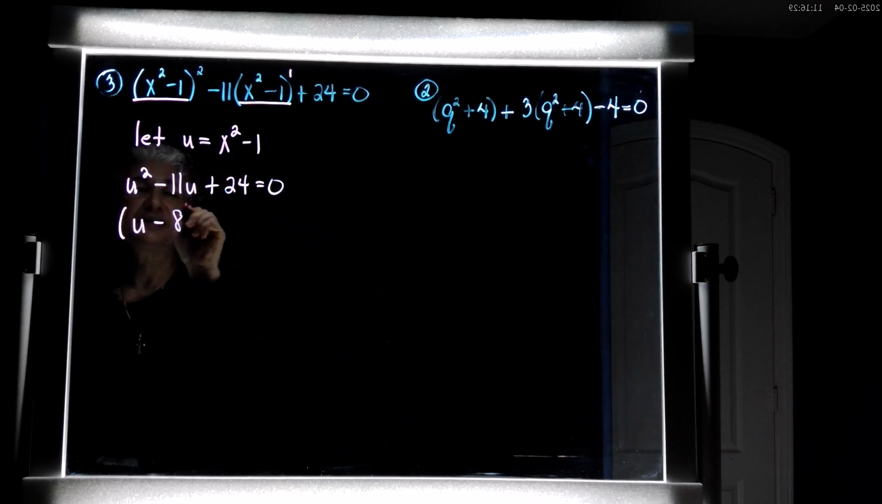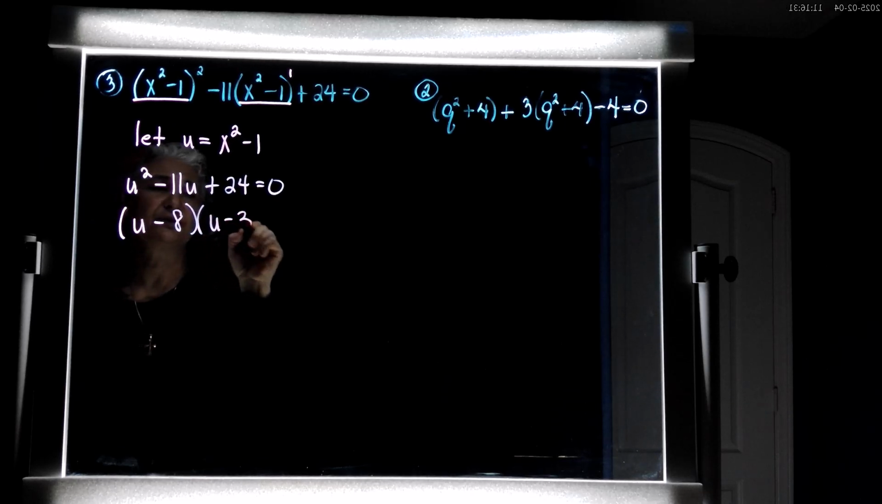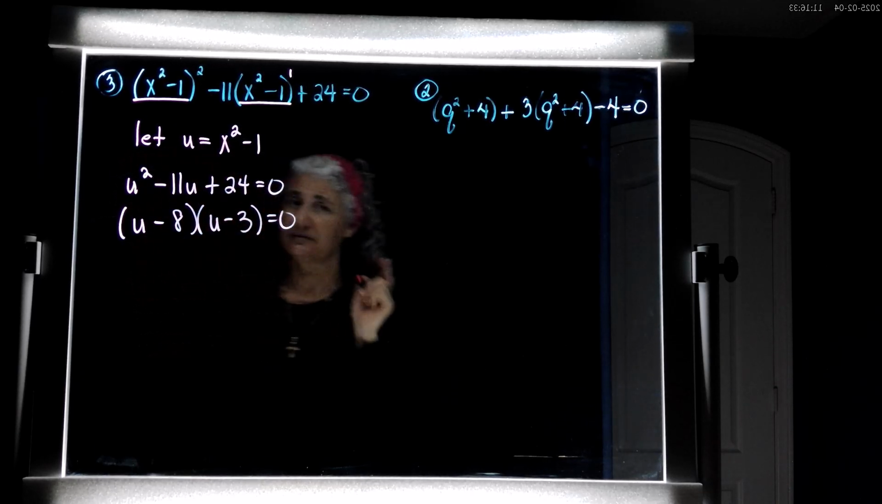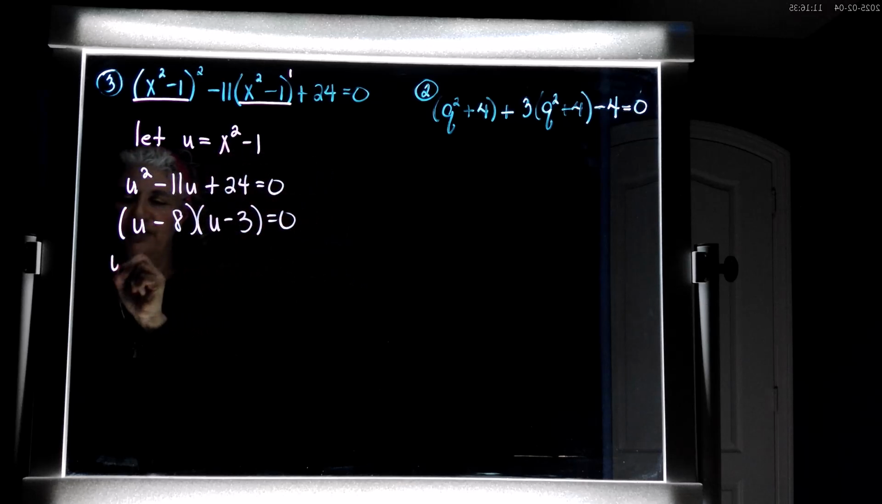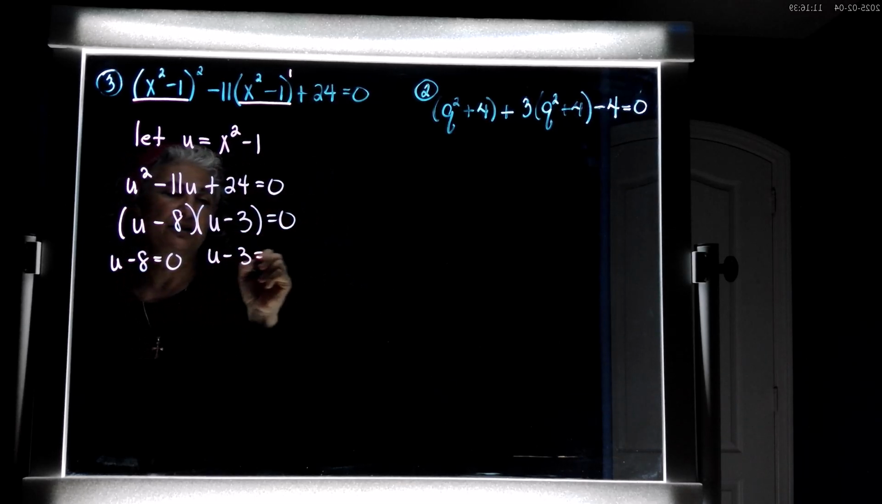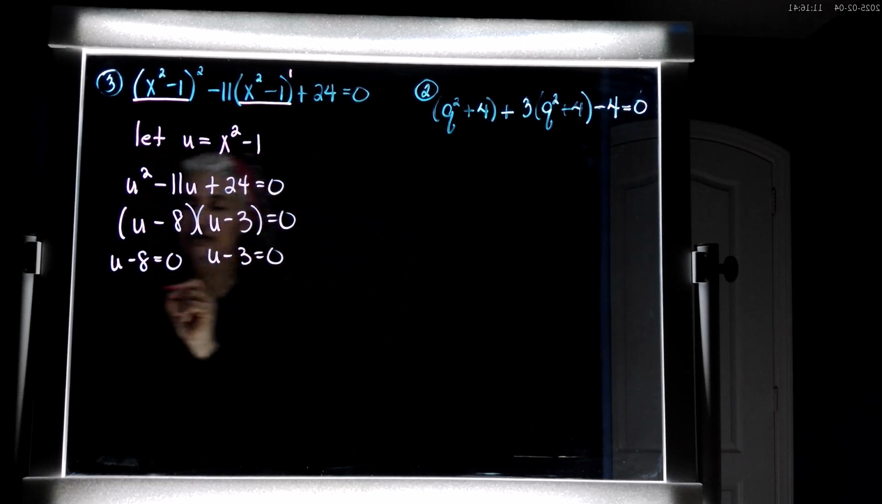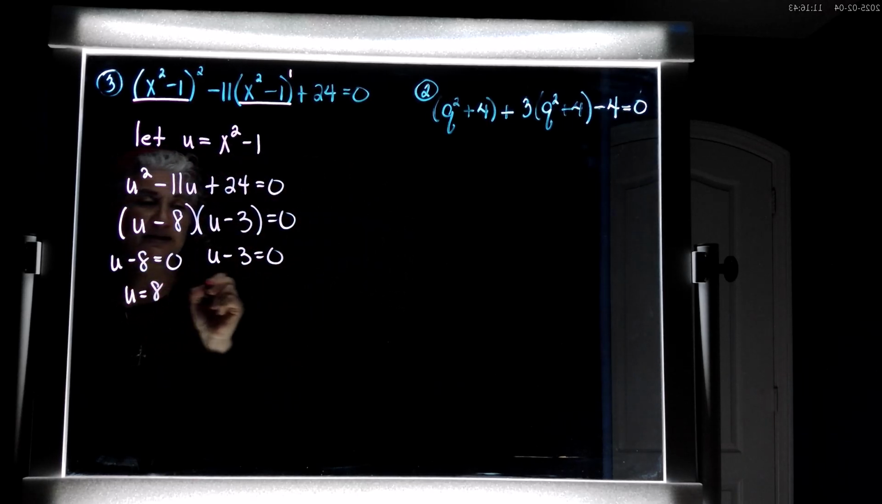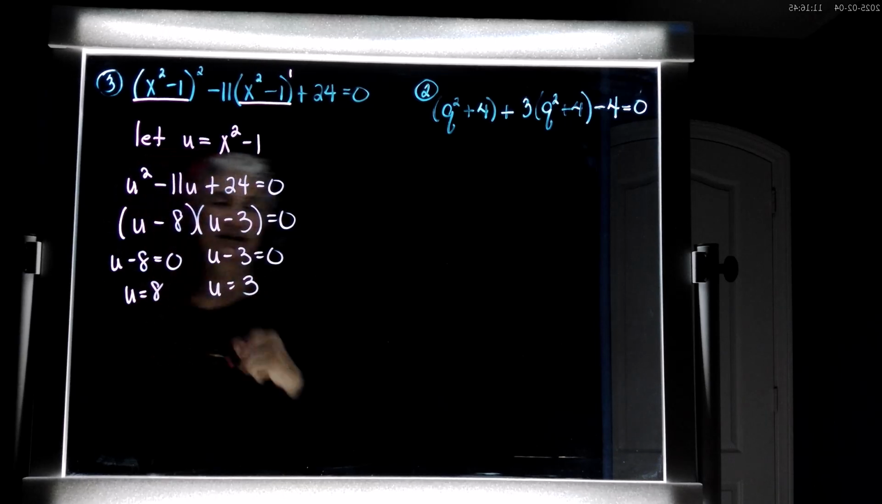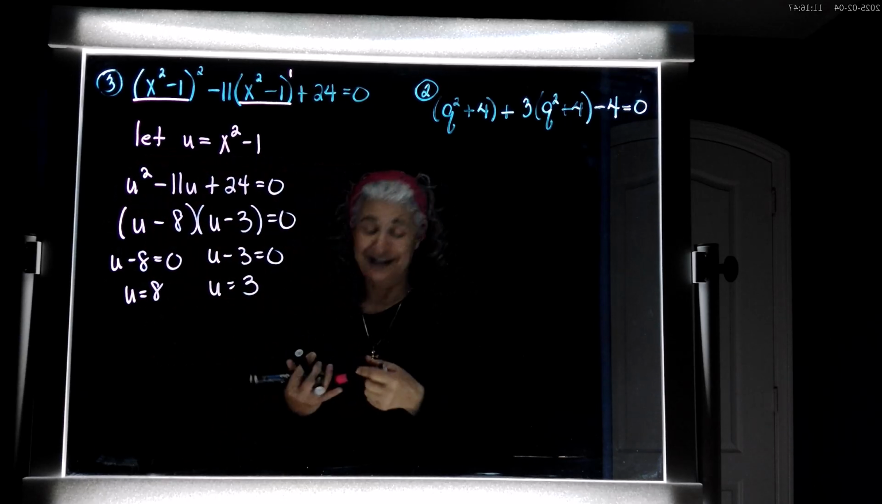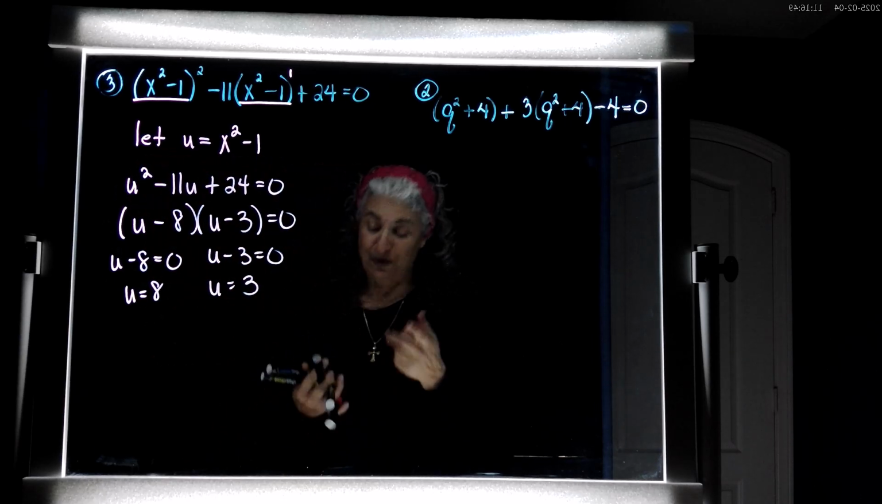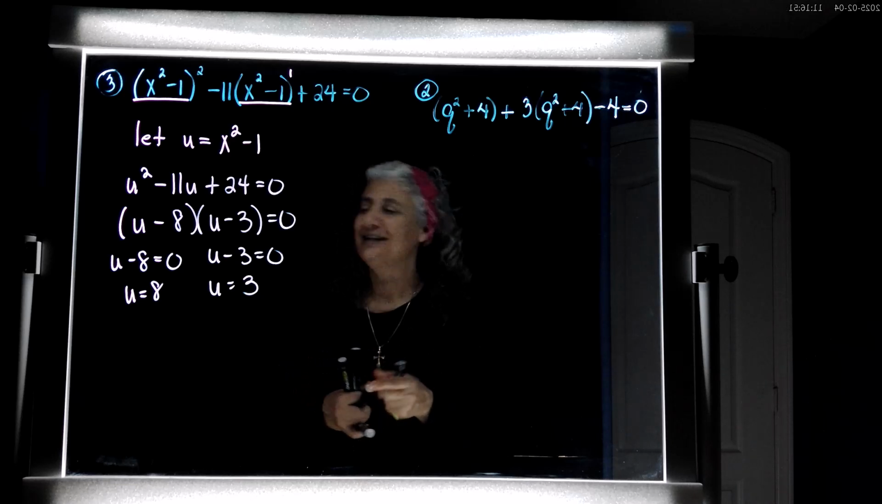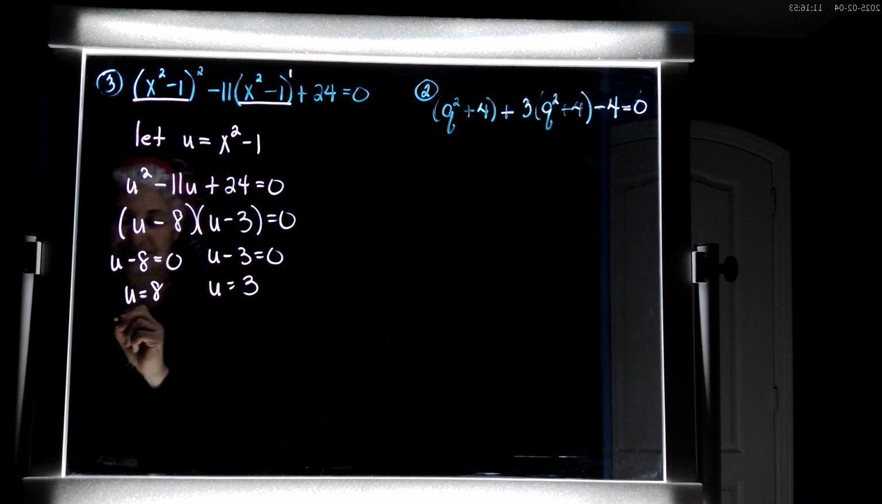So u minus 8 and the quantity u minus 3 equals 0. You're right, set each factor, because these are factors, equal to 0. Solve, you get u equals 8 and u equals 3. Excellent. You know my next question, don't you? If you know my next question, then what's the answer? We're not done. Why?